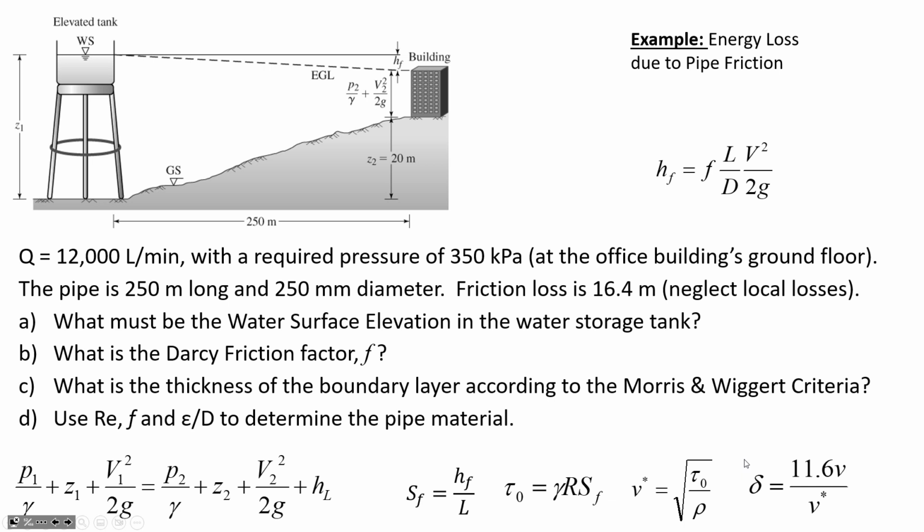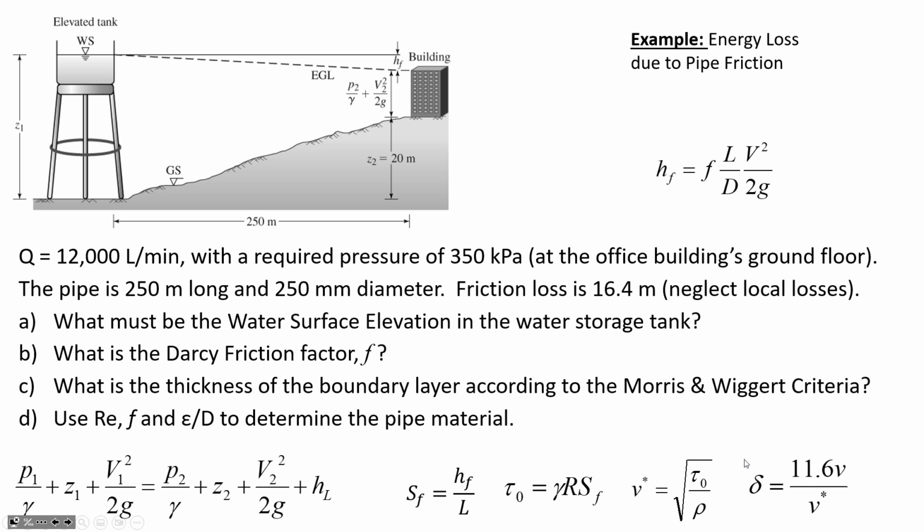First of all, the flow rate is said to be 12,000 liters per minute. We want that in cubic meters per second. So we divide by 60 to get liters per second, and then remember, there are 1,000 liters in a cubic meter. So it's 0.2 cubic meters per second, by dividing by 60 and then dividing by 1,000.